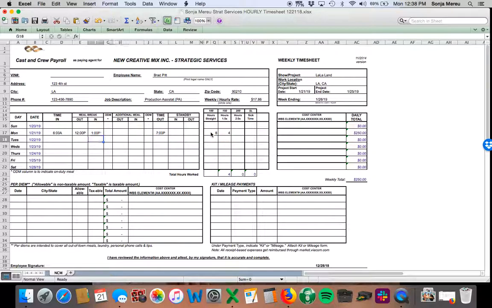Now, what if you worked overtime? Then let's say you still start at 6 a.m. and let's say your second meal or your first meal is still 12 to 1. But this time you had an out time of 10 p.m. So now you're working a 15-hour day.